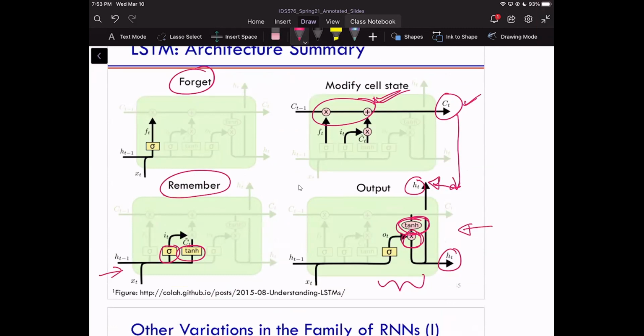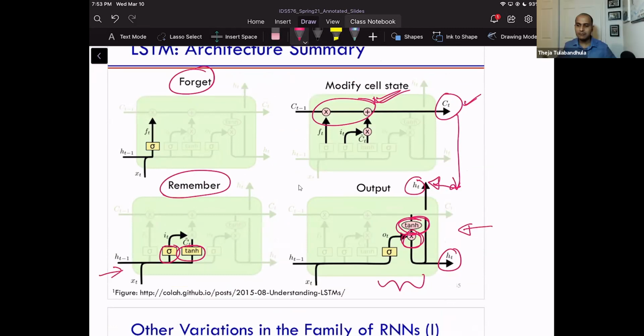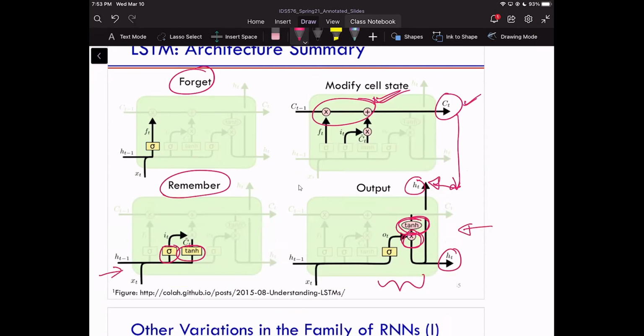So CT can have extra information which may be useful for the next cell and so on. Okay. Yeah. Okay. So the next step and so on.